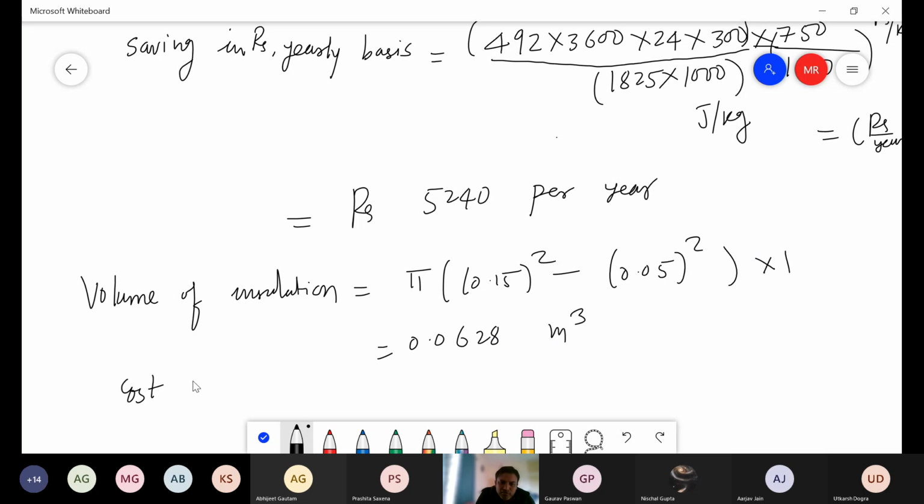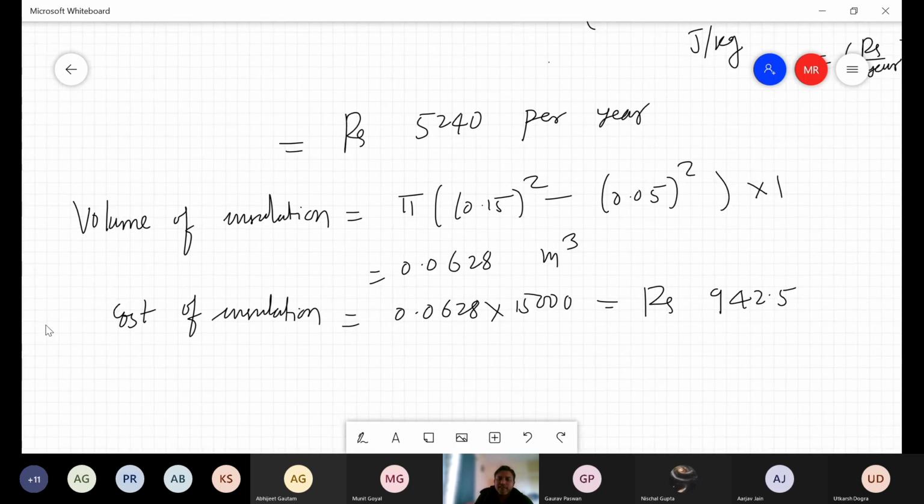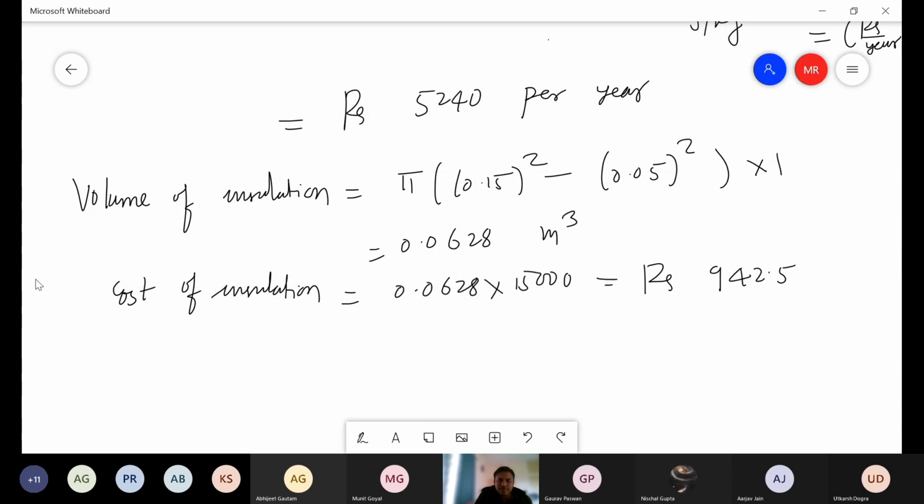The cost of the insulation is this volume of the insulation multiplied by the cost factor. So that is 0.0628 into 15,000. So this comes around rupees 942.5. So this is the cost of the insulation. Do you all agree? Is it clear to everyone? This is the saving.